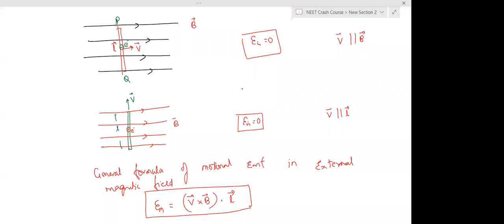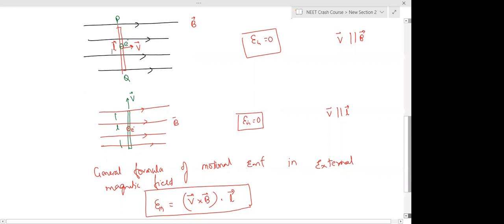Right? If all three are perpendicular, then it will be VBL. If it is in any random direction, then the formula for the EMF induced is V into B into L, but it will be represented as V cross B dot L vector, in terms of vector product, the scalar triple product. Maybe you have studied it. That's the general formula for motional EMF.